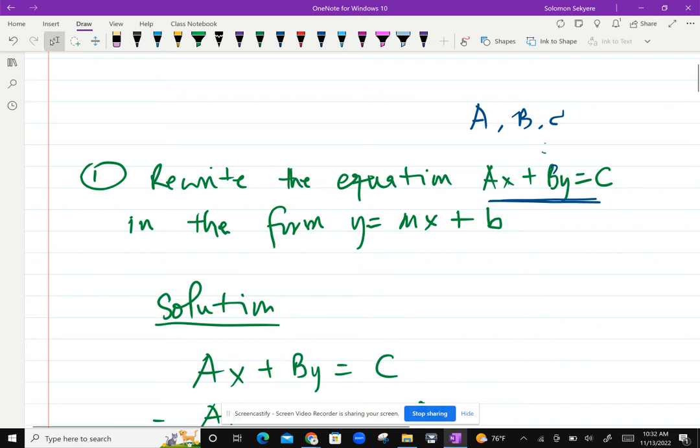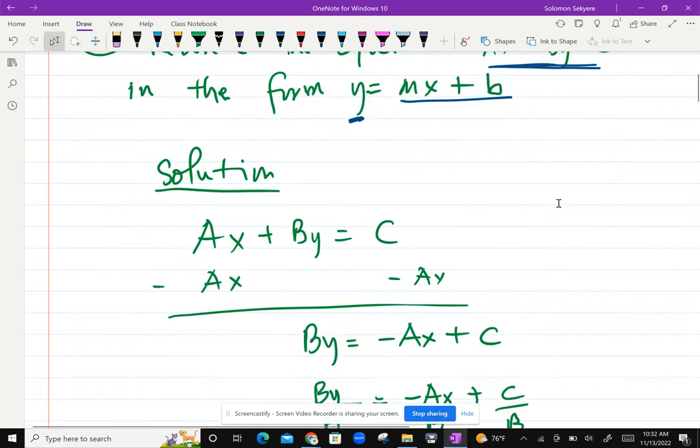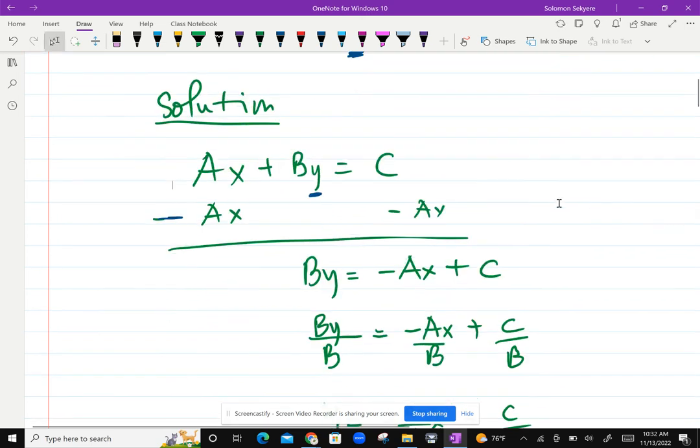And the slope-intercept form has y by itself on the left side, and we have mx plus b. So how do you move from here to there? Since we want y by itself, we need to move everything else. So this ax, since it's positive here, we subtract it from both sides, and we end up with by equals negative ax plus c. Are you with me? We moved that over here.